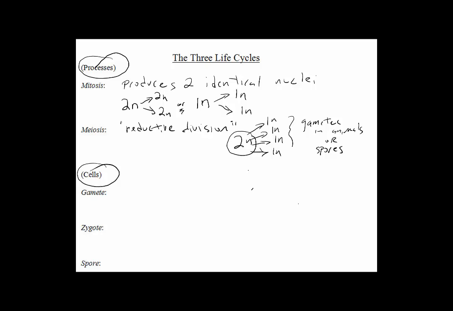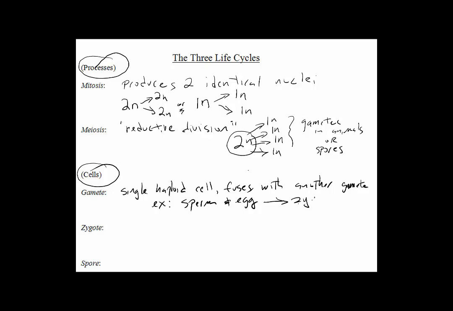What kind of cells are there in life cycles? There are gametes. Let's be very strict and explicit when we define a gamete. A gamete is a single haploid cell, and what it does is it fuses, as you know, with another gamete to complete the life cycle. Examples of gametes, and it's almost the complete list, are sperm and eggs. I say almost because there are some organisms that have gametes that don't differ in size, and they're called isogamous. Some algae are like that, and they're still haploid cells that fuse together to form a zygote, a fertilized egg.